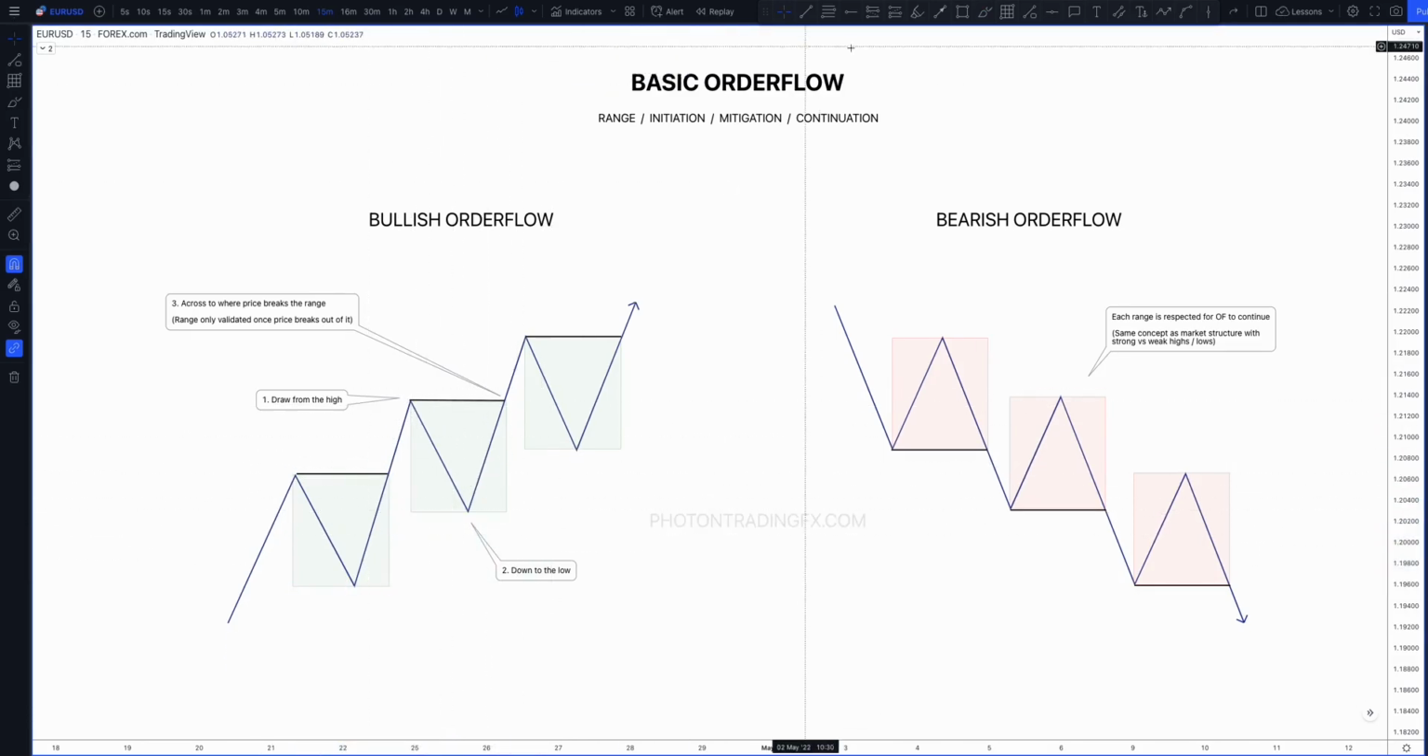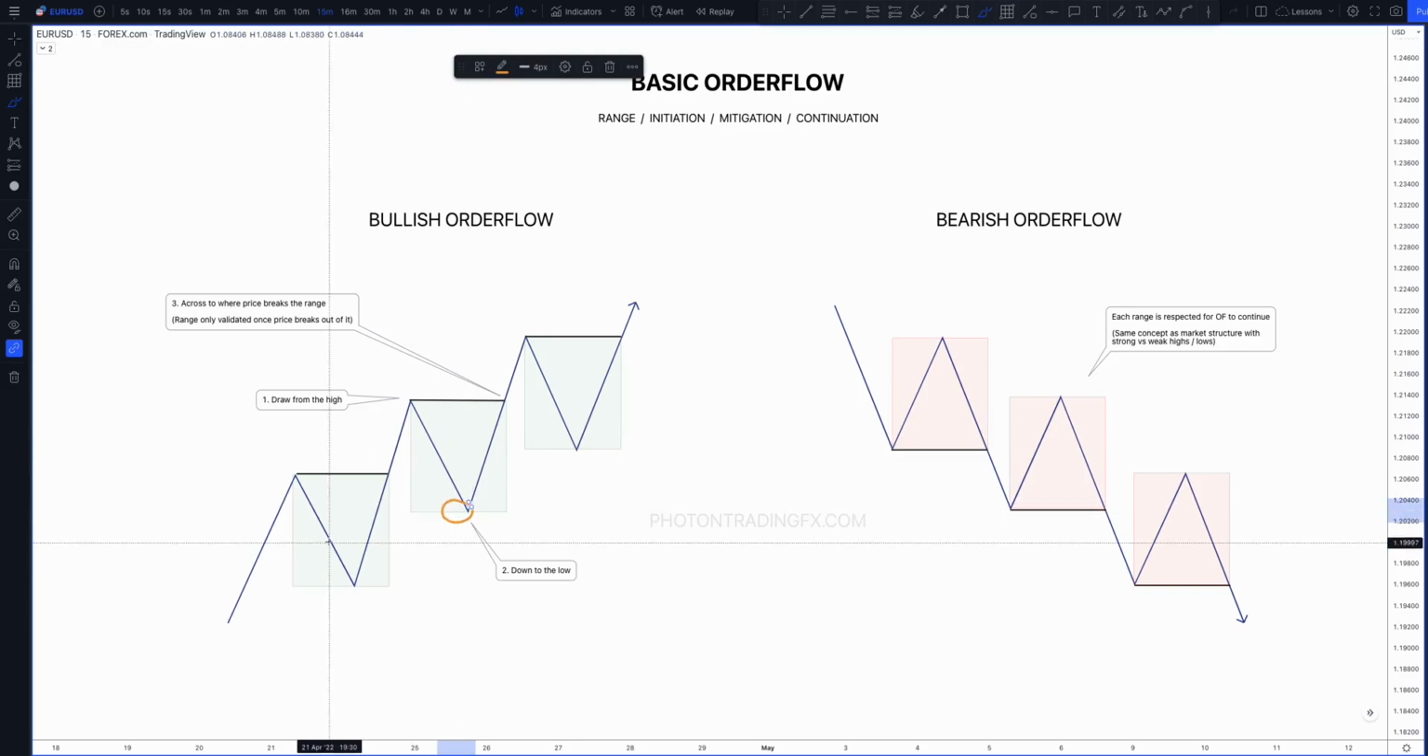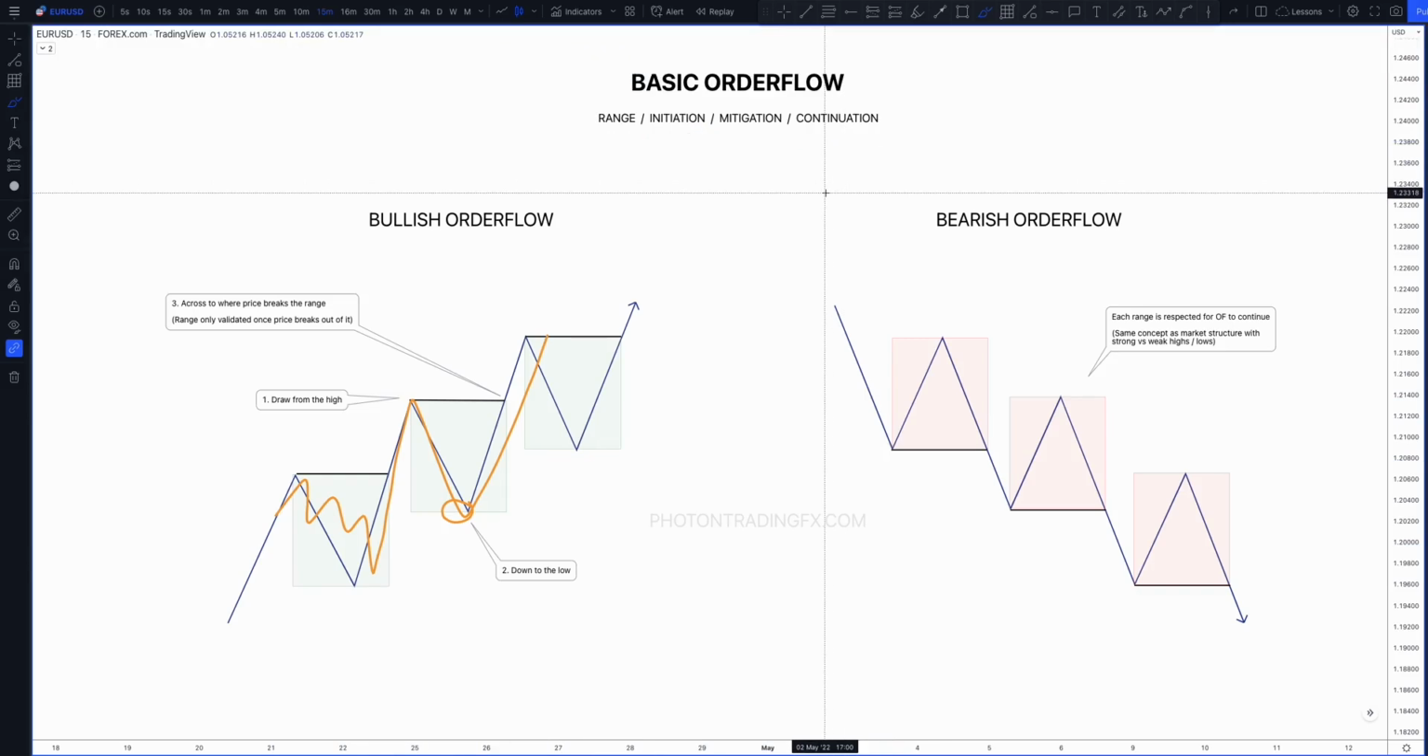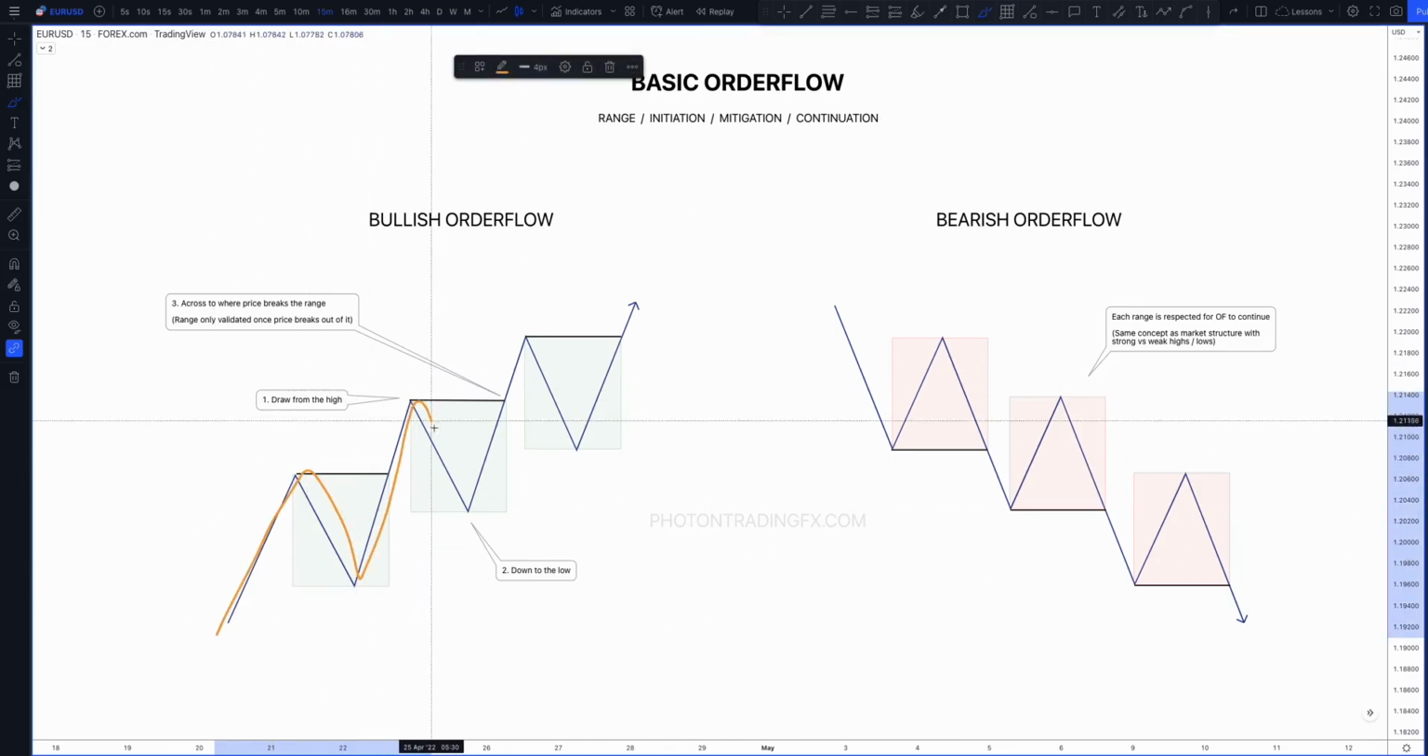Price then can pull back, doesn't have to. Price never has to do anything, but price can then pull back to do what? To mitigate that range. So we have a range, price initiates out of that range, then we get the mitigation of the range, and then what do we get? We get the continuation. Range, initiation, mitigation, continuation. Pretty basic stuff, hopefully. So that's what you'll typically see when you have nice, efficient bullish order flow: price moves up, comes back and mitigates that range, moves up, comes back and mitigates that range.